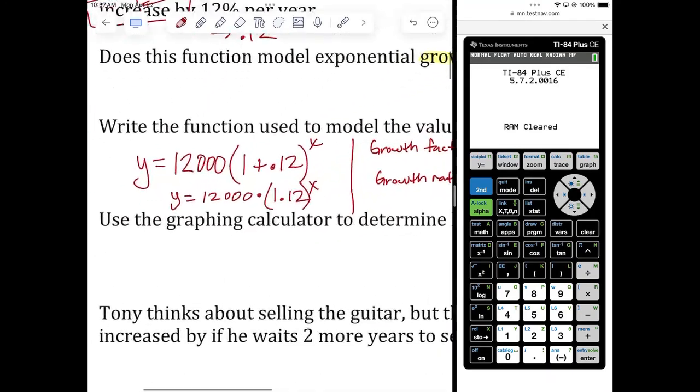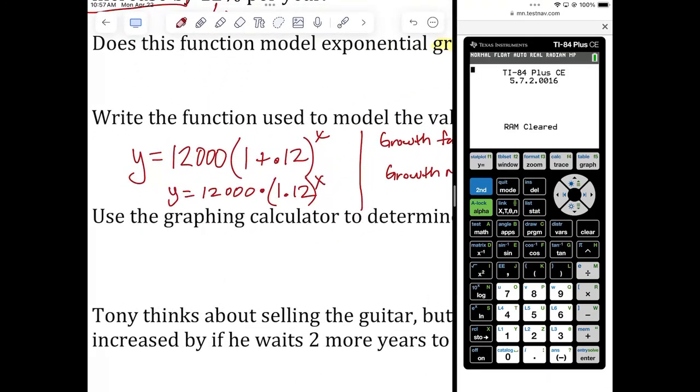Okay, let's go to the calculator, Medora the Explorer, and put in the equation. We got Y equals 12 grand, 1, 2, 3, times 1.12 raised to the x power. Now, don't just hit graph. Don't just hit Zoom 6. We're going to come up with our own graphing window.